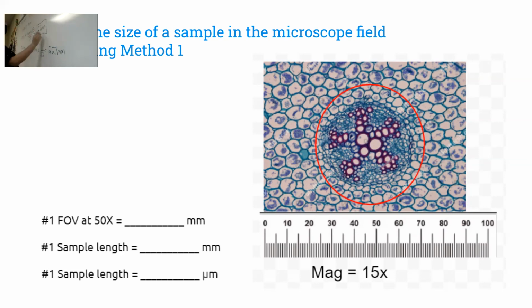So we had our first answer, our second answer. And the last thing we have to do is convert millimeters to micrometers. So we move our decimal 3 times to the right. 1, 2, 3, add a 0. So it'll be 12,270 micrometers.